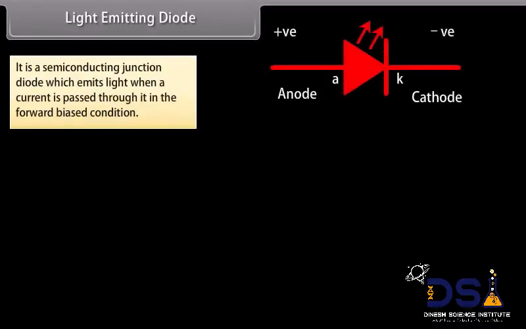Light-emitting diode. It is a semiconducting junction diode which emits light when a current is passed through it in the forward-biased condition. It is a p-n junction made of gallium arsenide, GaAs, or some other suitable semiconducting material. The p layer is made thin so that light energy may reach the charge-depleted region after traveling a very short distance.